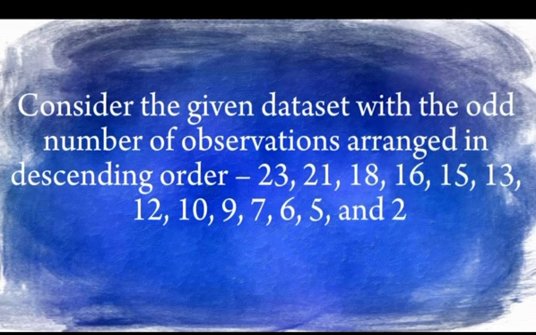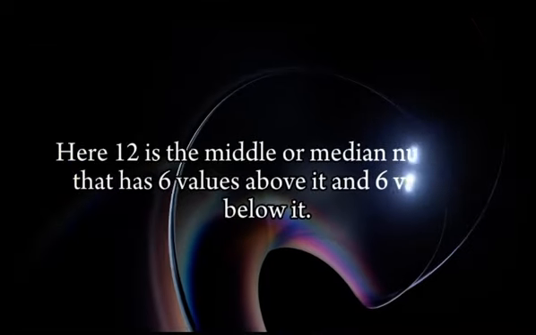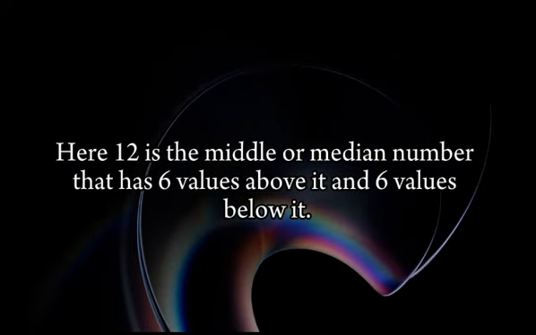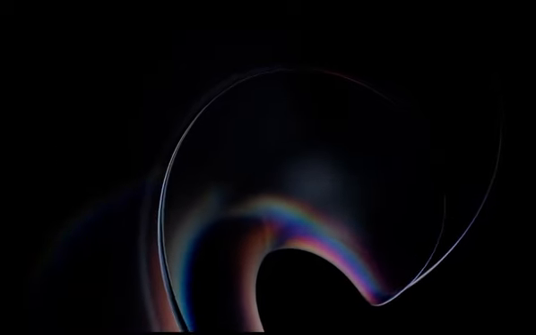Consider the given dataset with all observations arranged in ascending order, which is 23, 21, 18, 16, 15, 13, 12, 10, 9, 7, 6, 5. This is the table of median value. Here 12 is the middle or median number that has 6 values above it and 6 values below it.